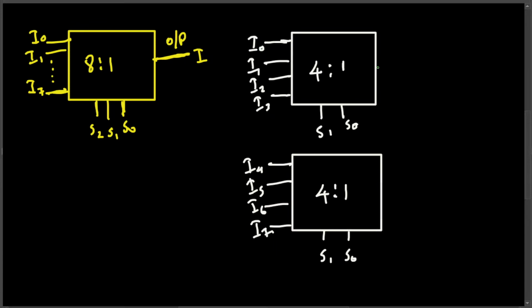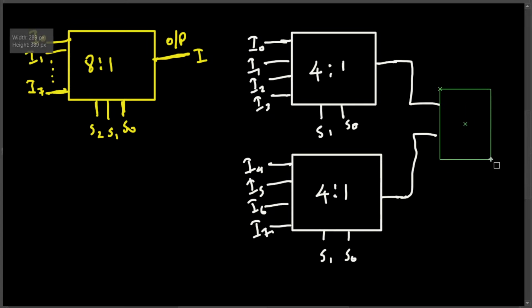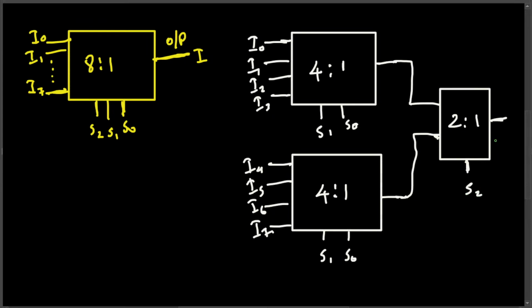But for the 8x1 multiplexer, the output is just 1, but here we have 2 outputs. So to reduce this into 1, we use a 2x1 multiplexer. A 2x1 multiplexer has 2 inputs, 1 output. Since this is 2 to the power 1, it has 1 select line, and this one is S2. And we are going to have the output.